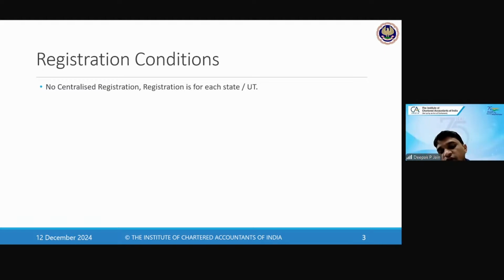But within a state, if you have multiple branches, then you don't have to take multiple registrations. You can take one registration, but if you want, you can take multiple registrations in a state as well. So it is optional, not compulsory.